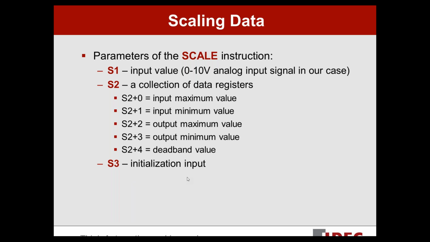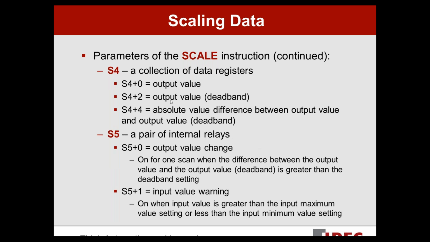That'll move the default values back into those registers for you. We've also got S4 here. It's also a collection of data registers. This is using 6 registers, okay? Our output value here is going to be in S4 plus 0 and plus 1. This is a floating point value. A 32-bit value takes up 2 consecutive data registers, okay?